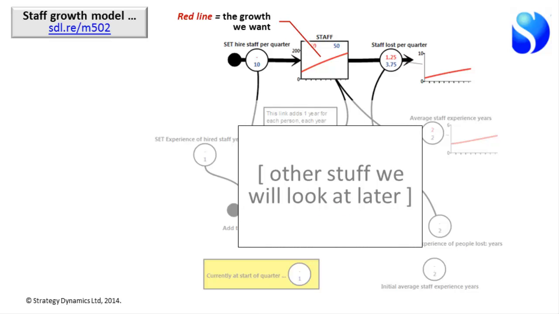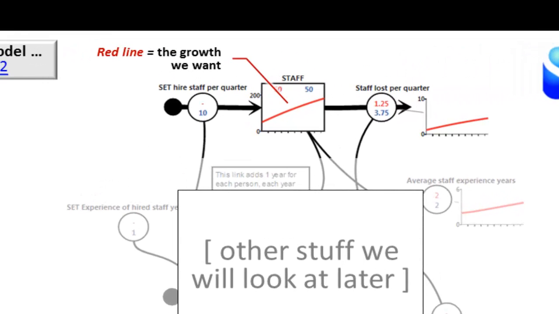But basically, in the top of the picture, you'll see this box, and there's a red line in that, and that's the line that we want to hit. That's the growth from 50 people to 200 people. And on the right-hand side is a pipe out of which people are leaving, and they're leaving at an increasing rate because there are more of them. And in at the left is the hiring, which is constant. I've set it at 10.